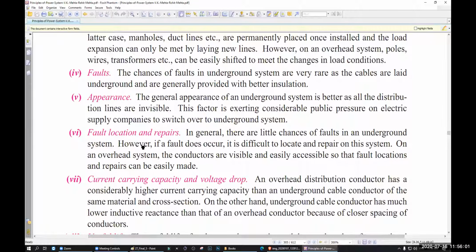Fault location and repairs. This is a very good advantage of overhead system. In case of overhead system, you can actually locate the fault. Okay, there is a short circuit. Okay, there is a tree that has fallen. But in case of underground, you actually do not know where the fault is located, where the short circuit happens, where the cracks happen. Got my point? So you have to use special equipment to locate the fault in underground system.